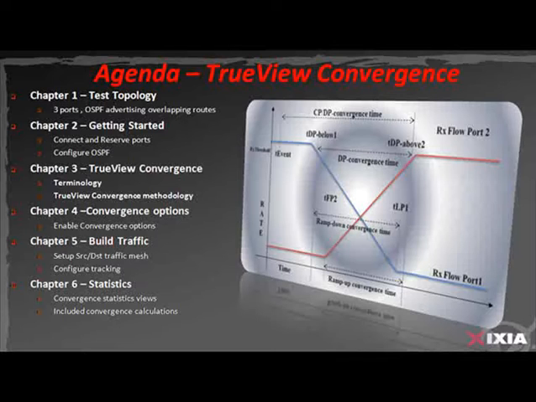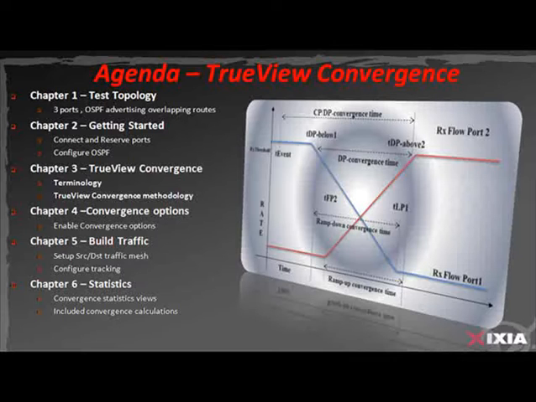In Chapter 3, we will explain in detail IXIA's TrueView convergence testing methodology to calculate control plane data plane convergence. As a part of this chapter, we will go into a lot of detail with regards to terminology used for all these convergence measurements and the convergence methodologies as implemented by IXIA. In Chapter 4, we will go through all the convergence options that need to be enabled in the IxNetwork 540 release to trigger this TrueView convergence measurement.